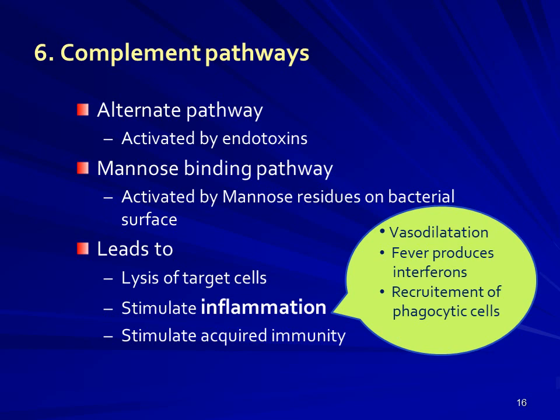Now, the inflammatory process evoked by the activated complement pathways is responsible for vasodilatation, fever production, and recruitment of phagocytic cells. In this way, inflammation is also responsible for innate immunity. Remember, not only the complement pathways, even inflammation is also responsible for the activation of the innate immunity.